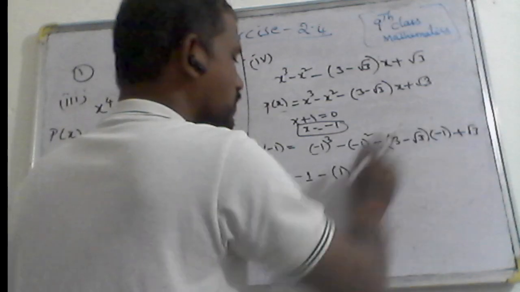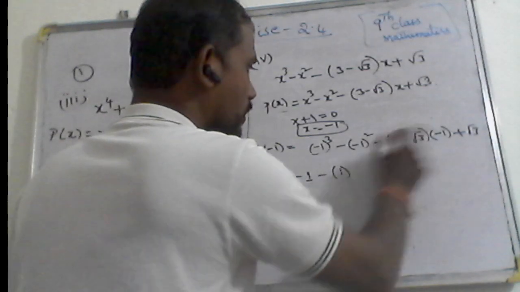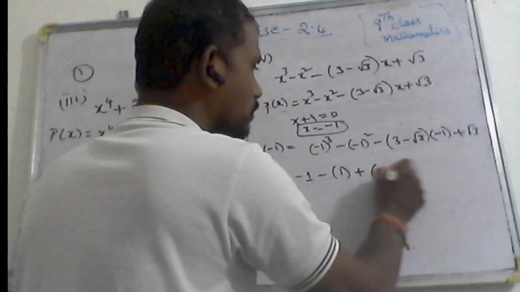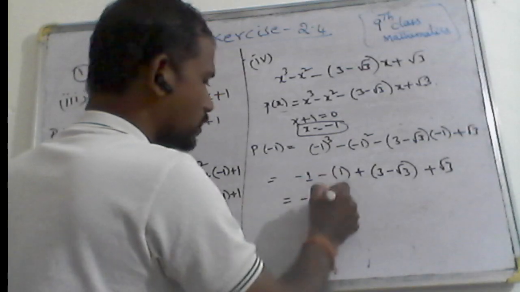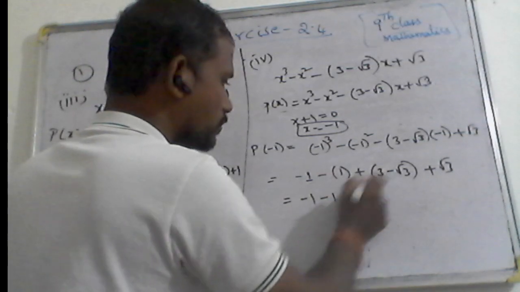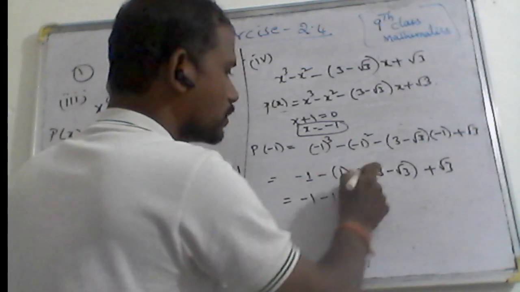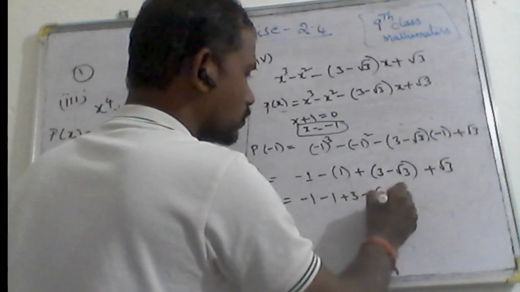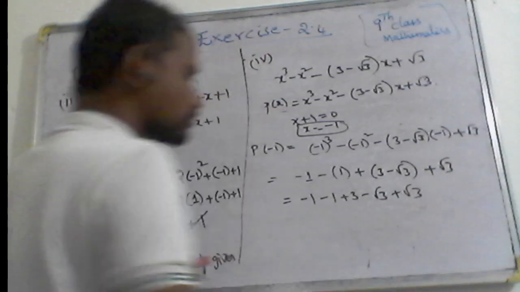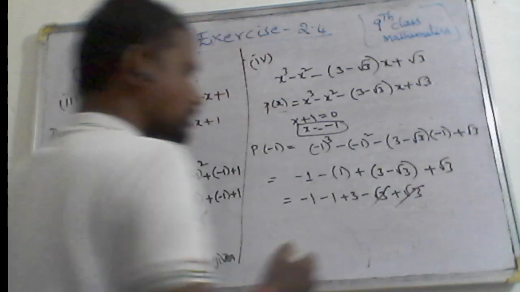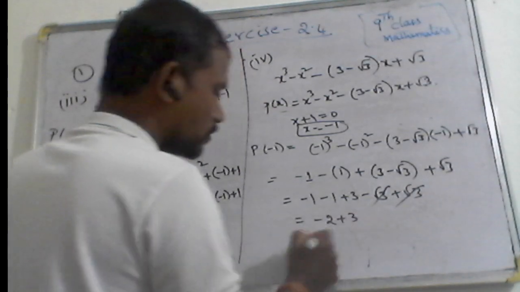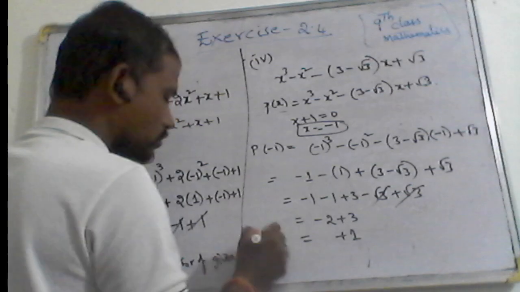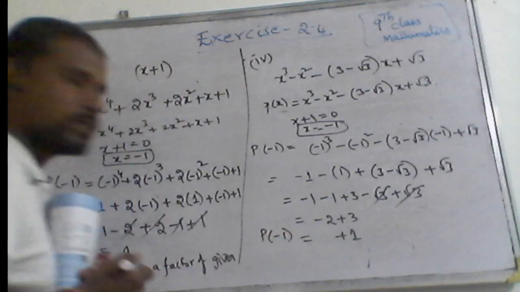So minus into minus plus 3, minus root 3 plus root 3. So minus 1, here minus 1 plus 3 plus 3, plus minus root 3 plus root 3 plus root 3 minus root 3 get cancelled. So minus 2 plus 3 equal to plus 1. So P of minus 1 equal to plus 1.